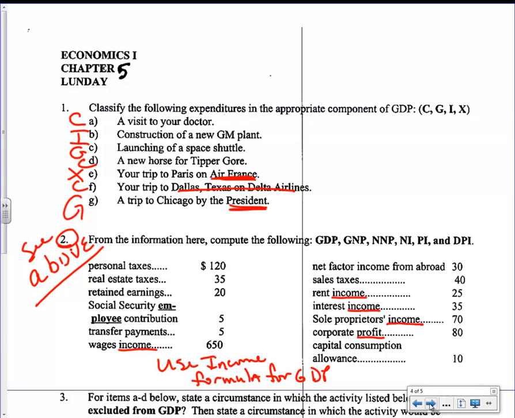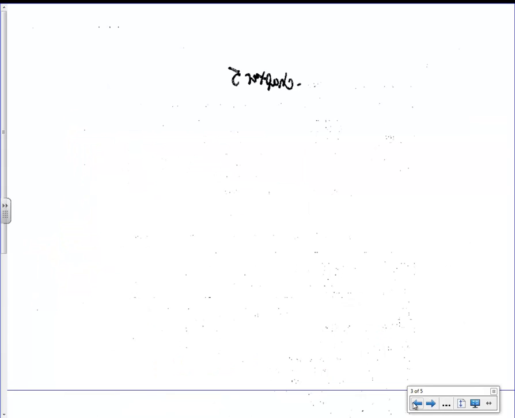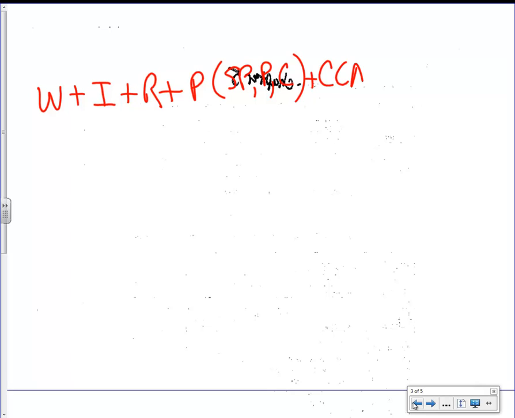For gross domestic product, we will use the income formula. So I'm going to come back up to the previous page that's blank so that we can write this out. We're going to take wages plus interest plus rents plus profits. And remember, we have sole proprietorship, partnership, or corporation profits. Add back capital consumption allowance, add back indirect business taxes, and subtract off net factor income from abroad. That will give us gross domestic product.